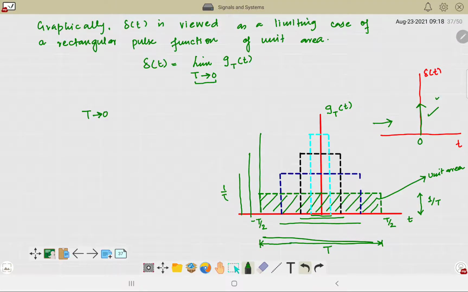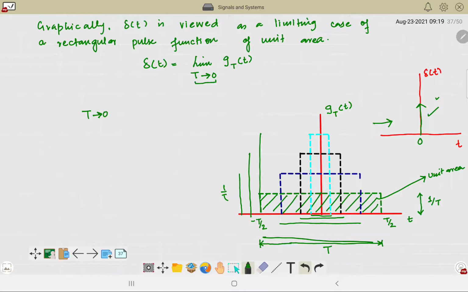But here this basically represents two things. First, it doesn't have any value outside the origin, and second, it is basically visualized as a rectangular gate function, a rectangular pulse having a width of t and a height of 1 by t, so that the area is 1, and the width of the pulse, that is t, tends to 0, which obviously means that the height of the pulse, since it is 1 by t, tends to infinity. Fine. But again, it's not clear cut.